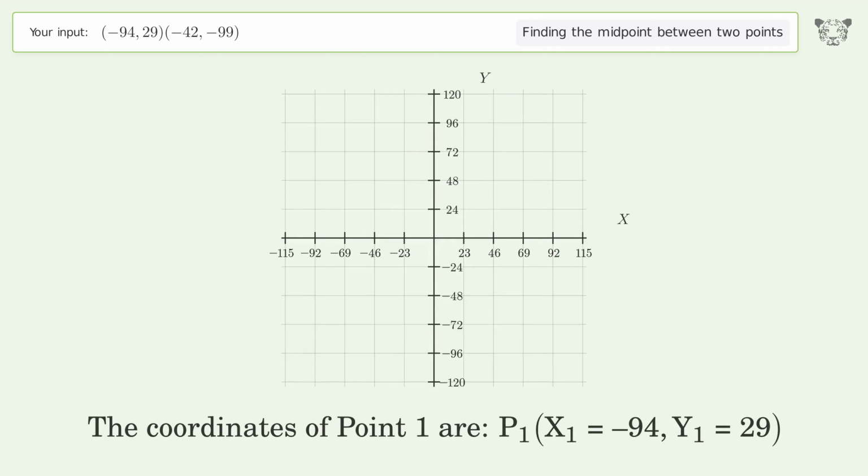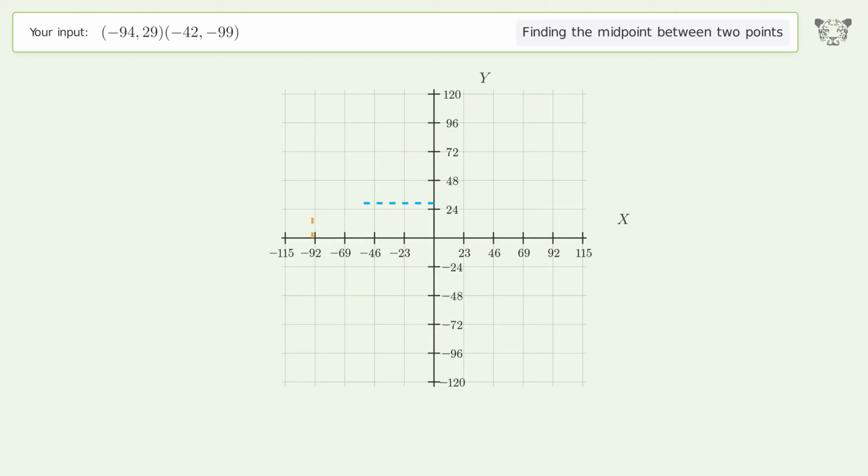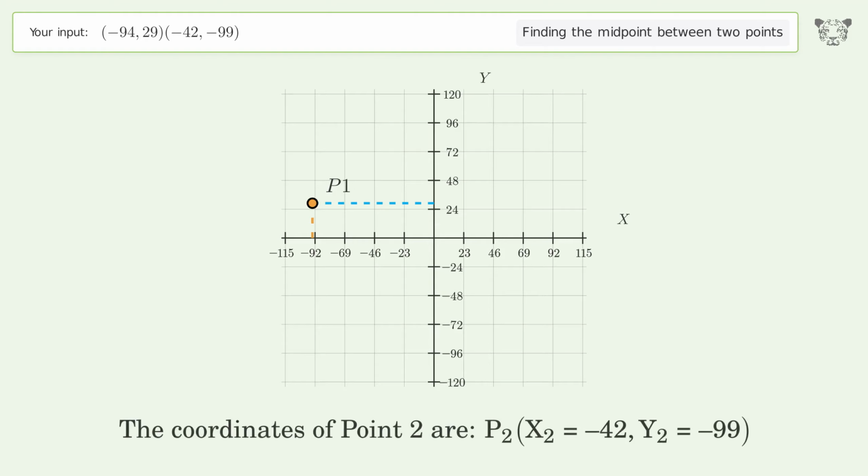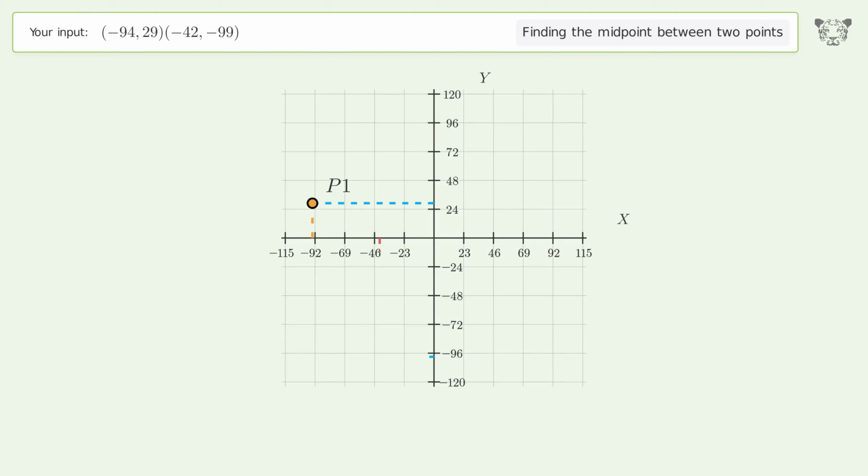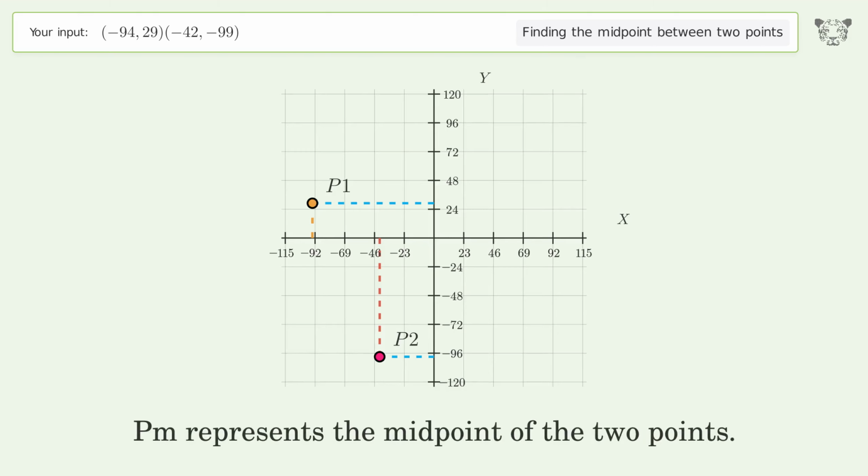The coordinates of point 1 are, x1 equals -94, y1 equals 29. The coordinates of point 2 are, x2 equals -42, y2 equals -99. PM represents the midpoint of the 2 points.